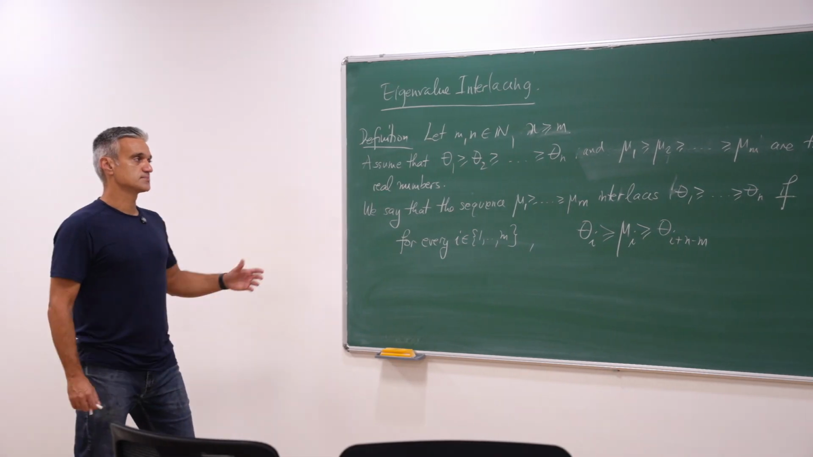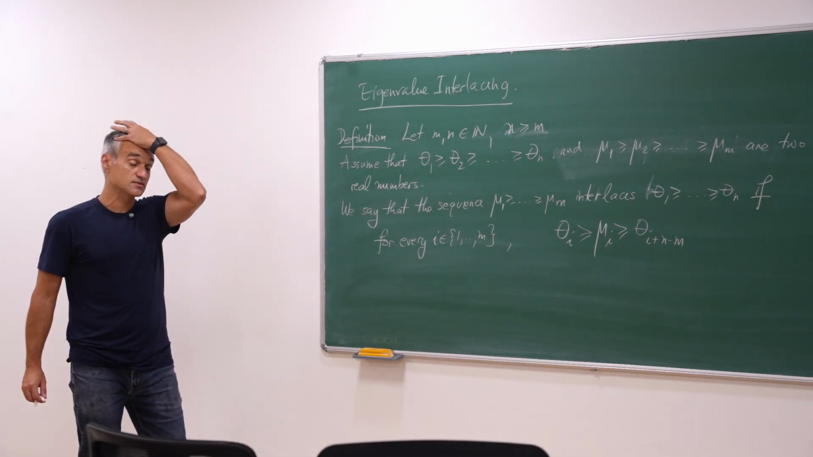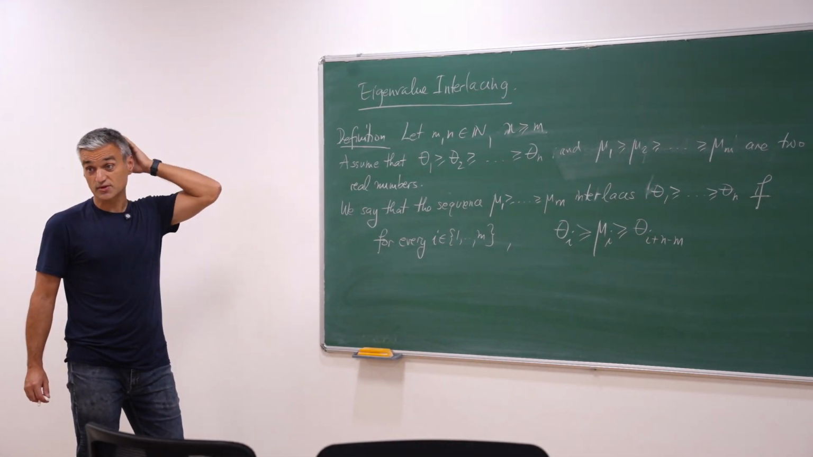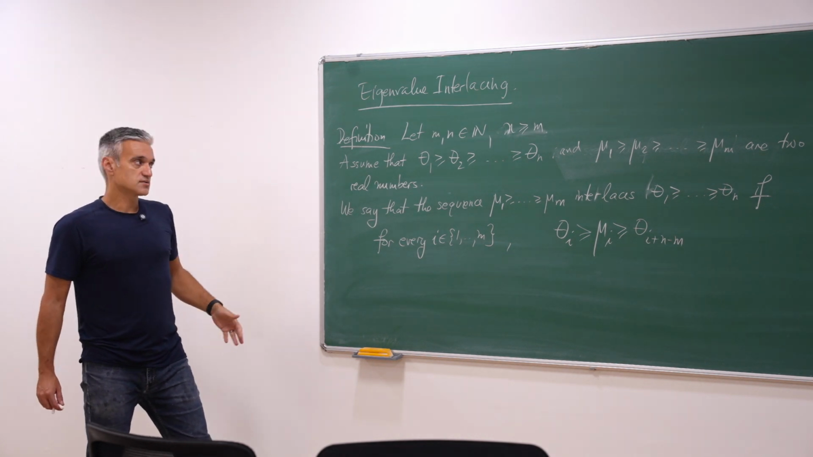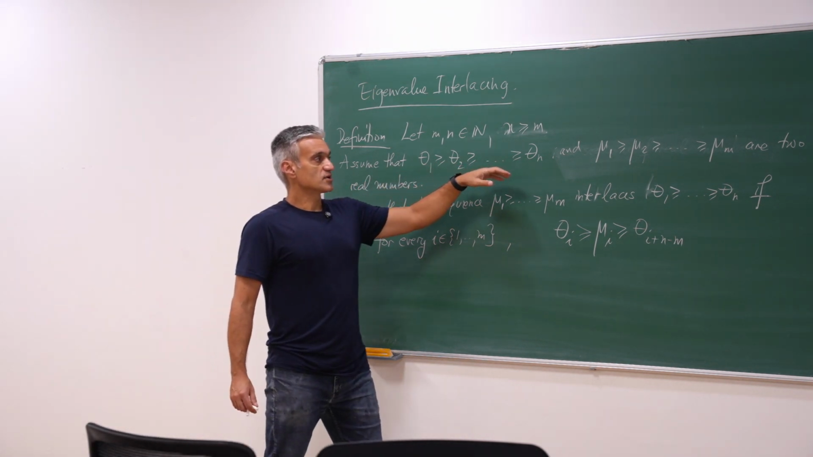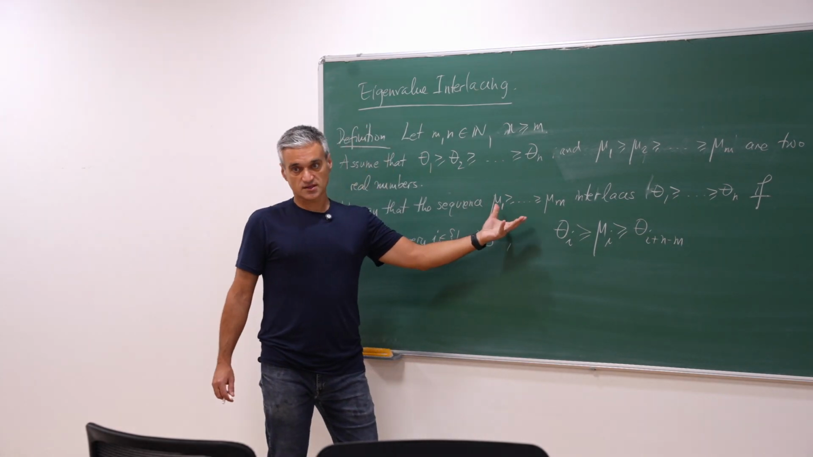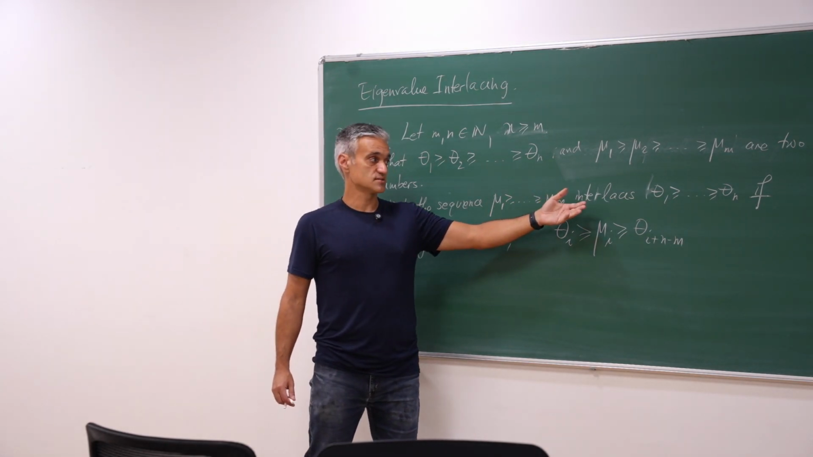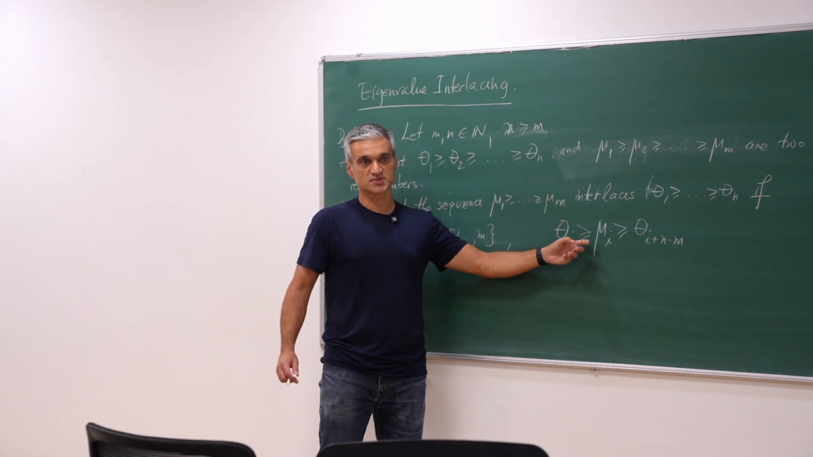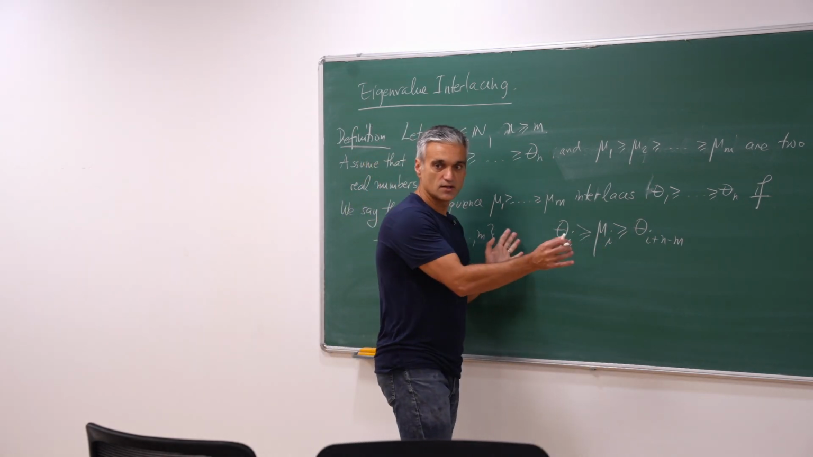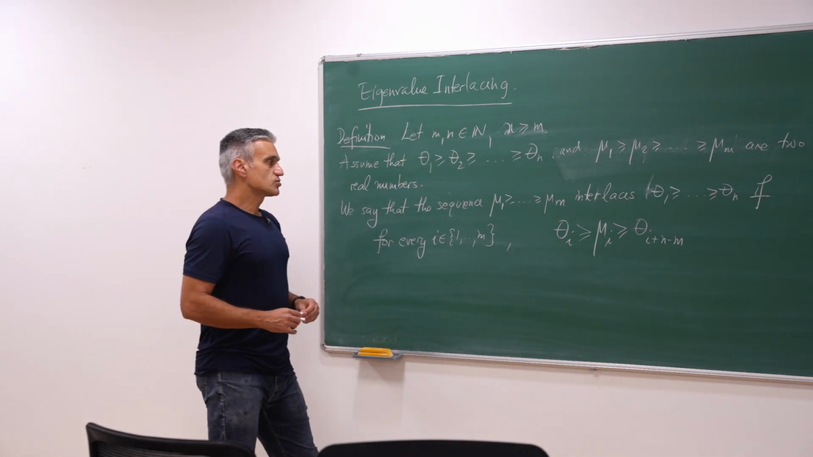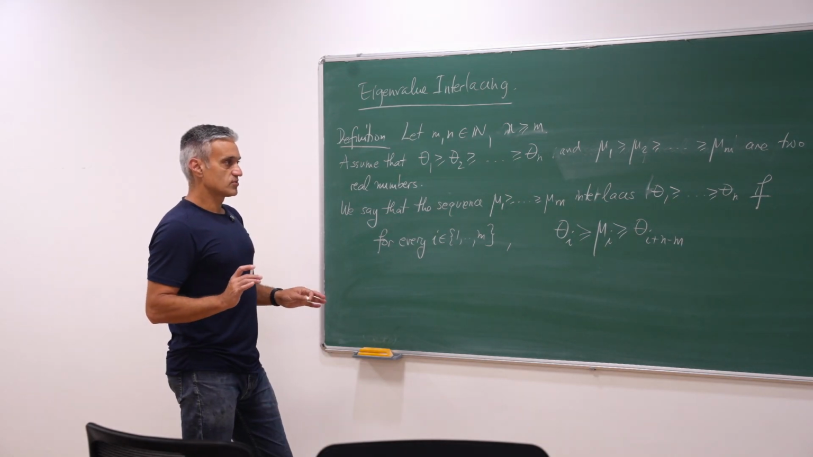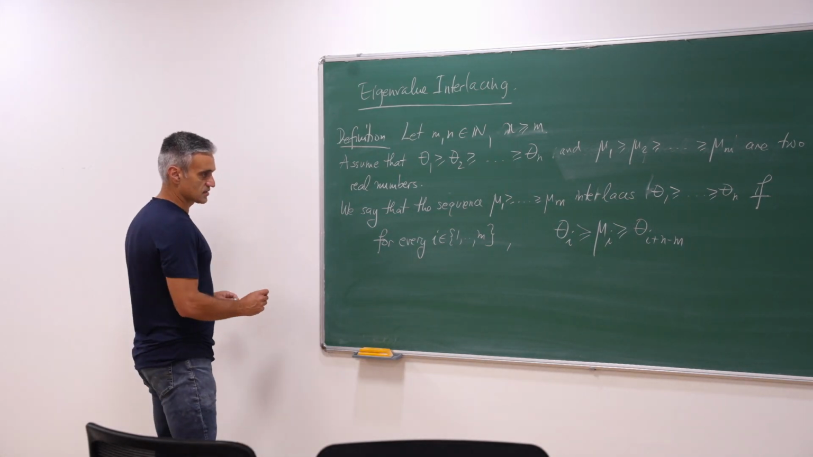So this is a general definition. Again, for us, these sequences are going to be eigenvalues of two matrices, but the definition is general. Anytime you have a sequence of real numbers, the sequence that has a smaller number of members interlaces the other sequence if the numbers from the smaller sequence go between the numbers of the bigger sequence. So let's do one example that hopefully will help you understand.